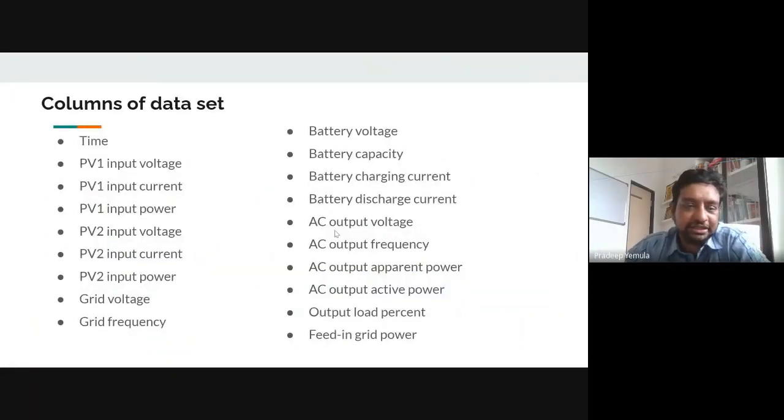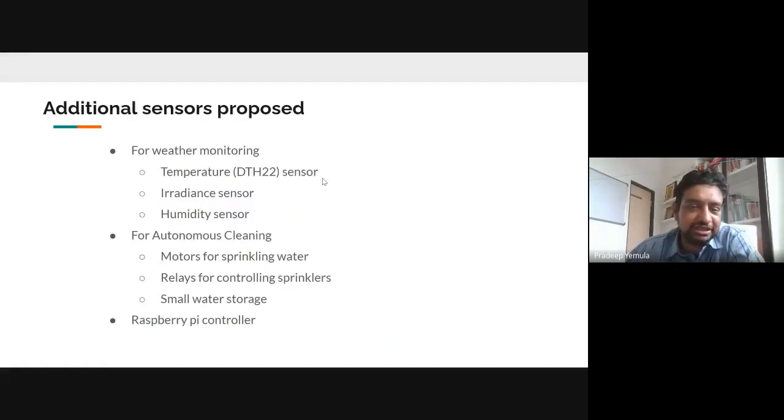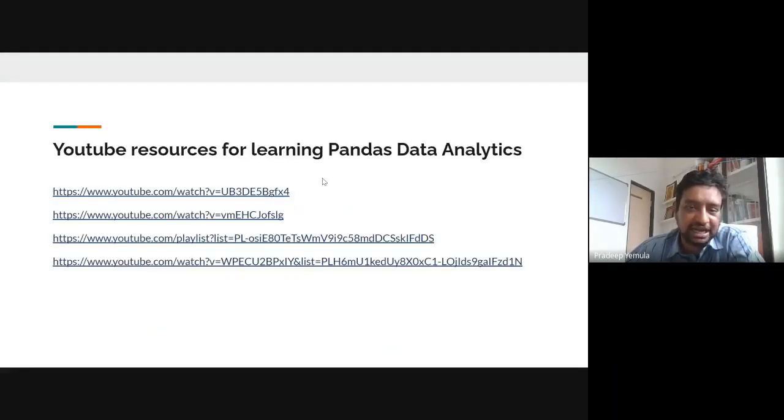So what are the data parameters we have? We have time, and there are strings, right? So first string and second string, so we can get the input voltage and current, grid voltage, grid frequency, battery voltage, battery capacity. All these parameters are available in the data set. Weather data, etc., we can add later.